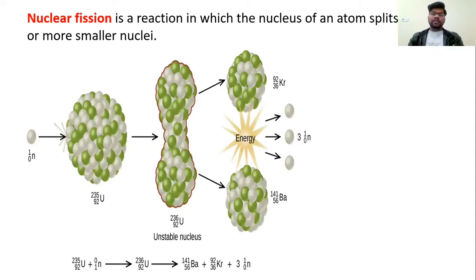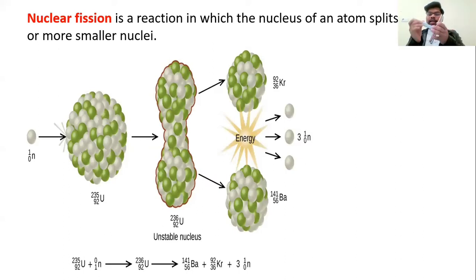Nuclear fission is a reaction in which the nucleus of an atom splits into 2 or more smaller nuclei. You didn't understand, right? Let me give an example here. Let's say this is a big nucleus. Now let's suppose we have a neutron over here. Just let us assume it is a neutron.